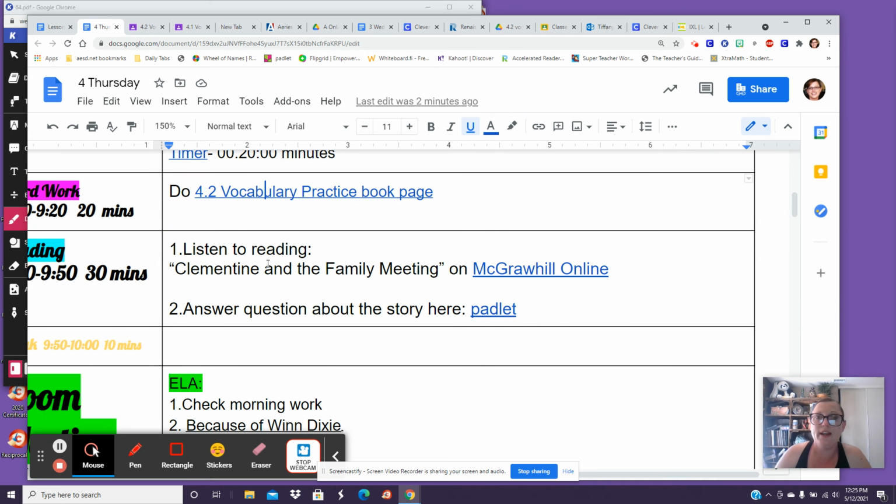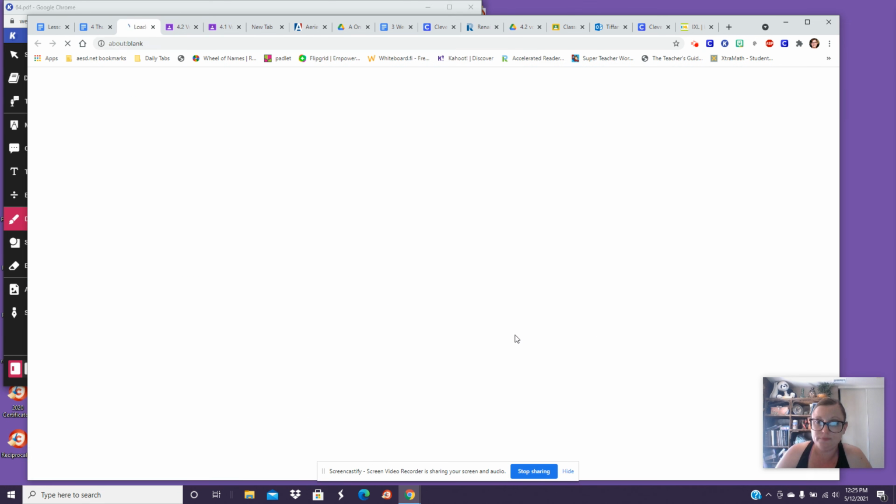And lastly, you're going to read Clementine and the Family Meeting. This is not the same Clementine as yesterday. There are 2 Clementine stories. So this is another one. So yesterday you read about Clementine. Today you're reading Clementine and the Family Meeting. It's a different story. Then when you're done reading this story, you have a Padlet to answer.